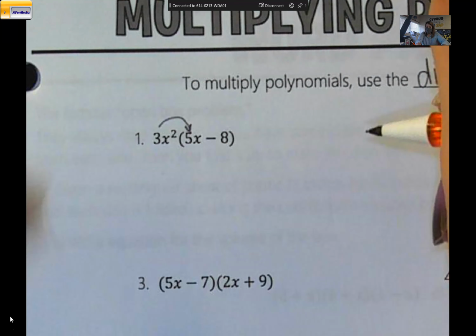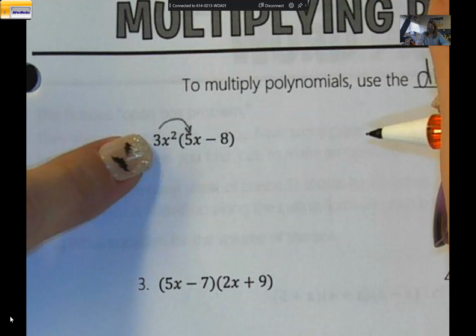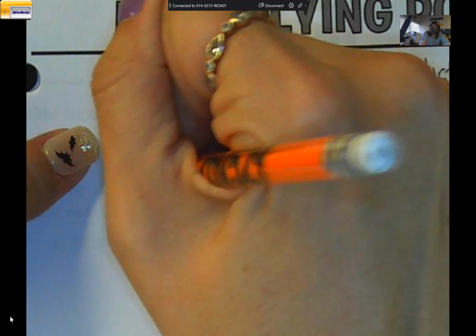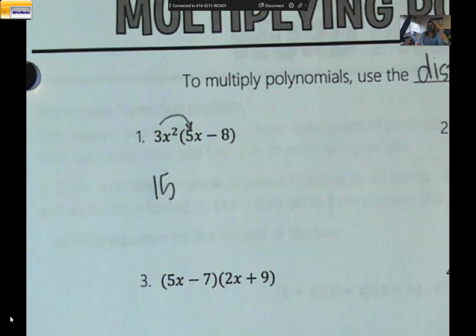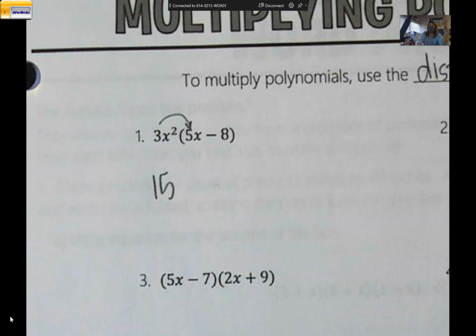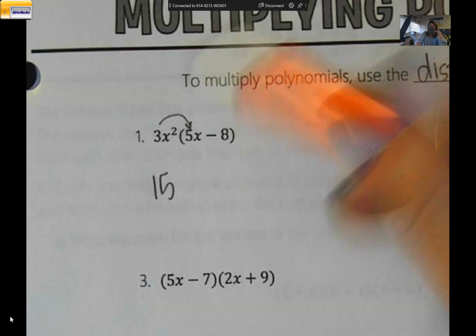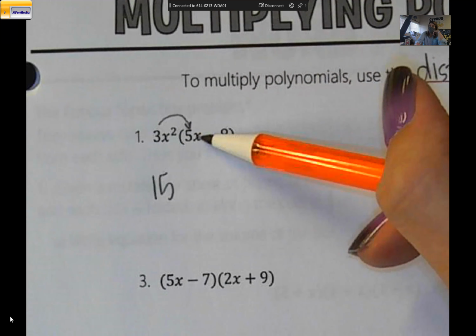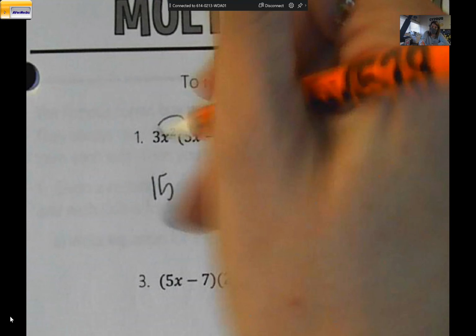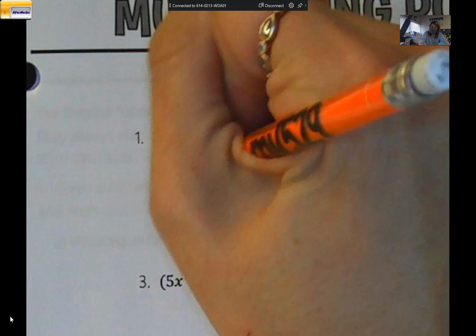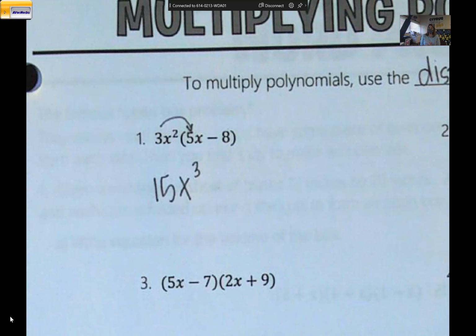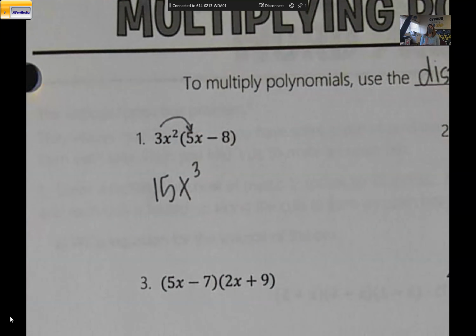You'll multiply the numbers together, so 3 times 5 will give you 15. But when you write your exponent, you count the number of x's that you have. So you have 2 here, then 1 more, so this would go to x cubed. So you multiply the numbers, you count the letters.